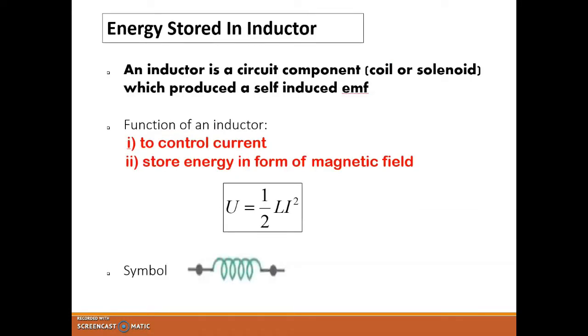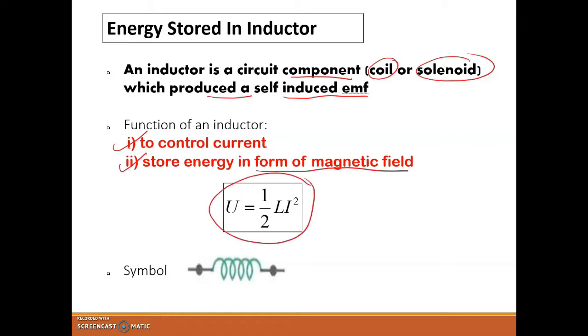For the energy stored in inductor, what is inductor? An inductor is a circuit component, coil or solenoid, which produce self-induced EMF. What is the function of inductor? It is to control current and to store energy in form of magnetic field. And this is the formula for energy stored. This is the symbol for inductor.